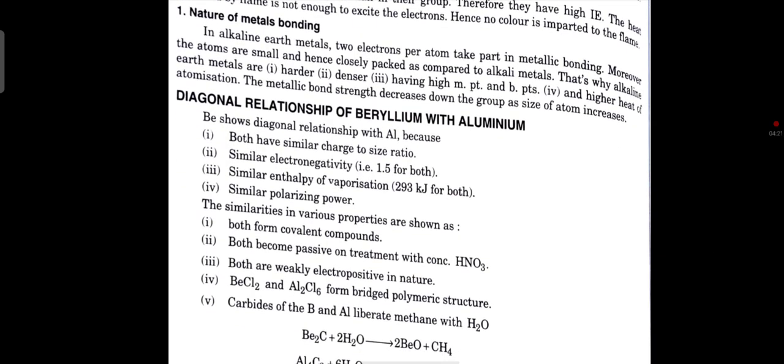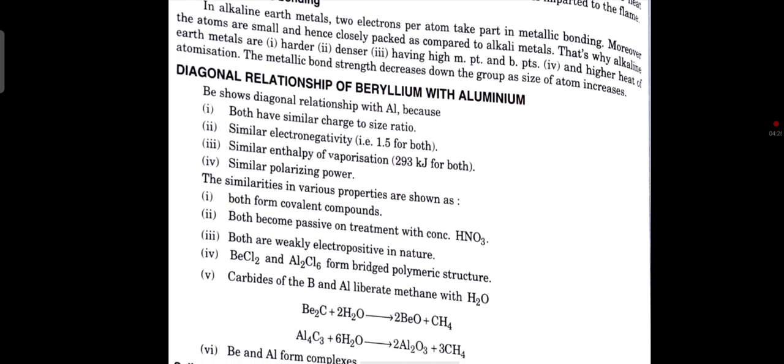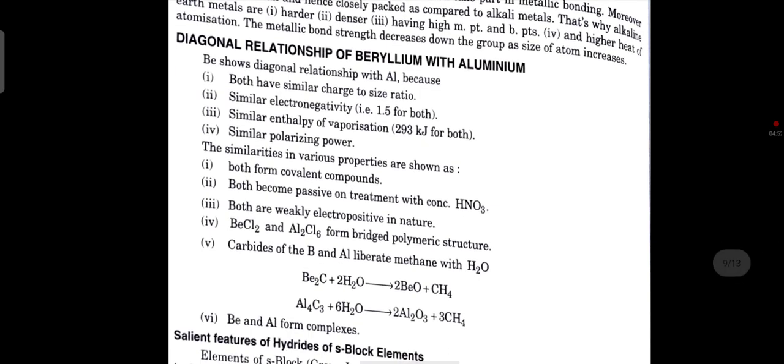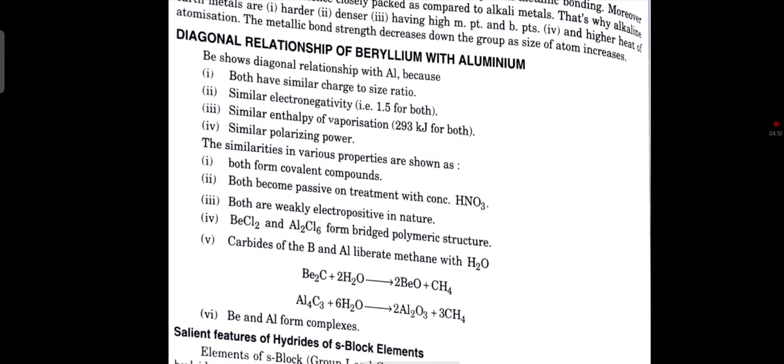Nature of metallic bonding. In alkaline earth metals, 2 electrons per atom take part in metallic bonding. Moreover, the atoms are small and hence closely packed as compared to alkali metals. That's why alkaline earth metals are harder, denser, and have high melting and boiling points and higher heat of atomization. The metallic bond strength decreases down the group as the size of the atom increases.